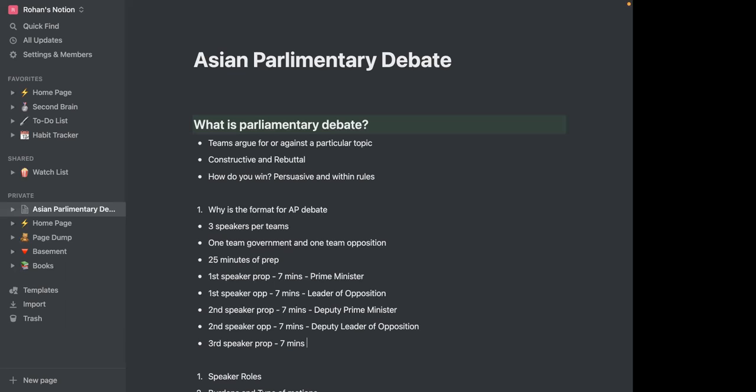You can talk about existing constructives, number one. But number two, most of your job is to provide rebuttal. Because the first and second speaker are focusing so much on constructives, on building your case, it is your job as a third speaker to go ahead and take down the majority of the case that comes from opposition.